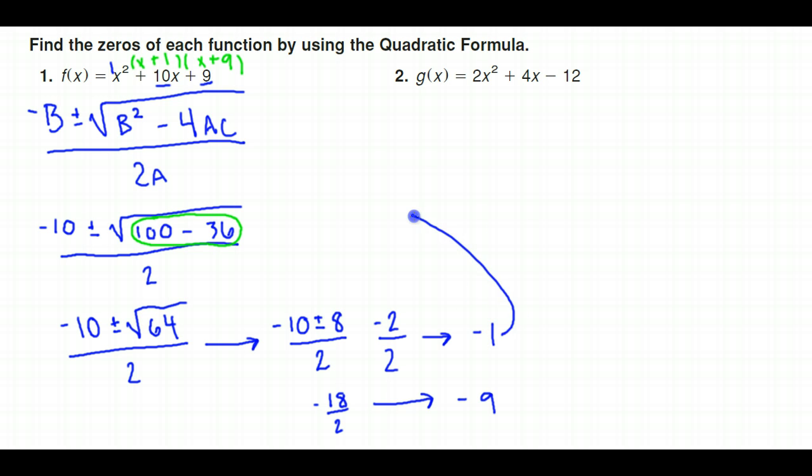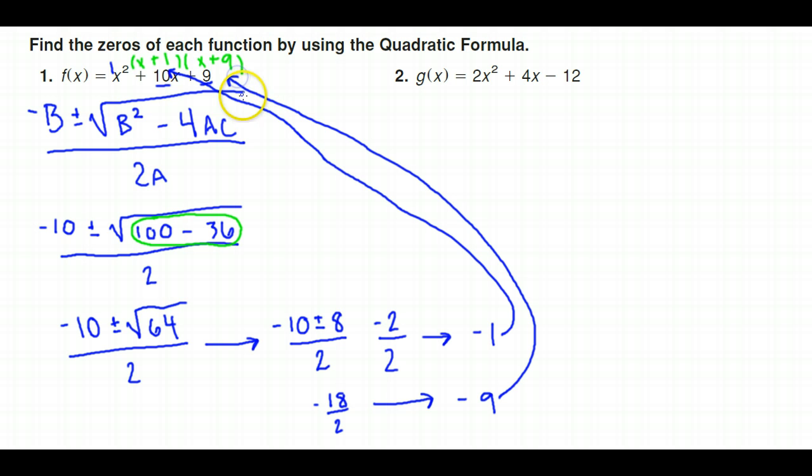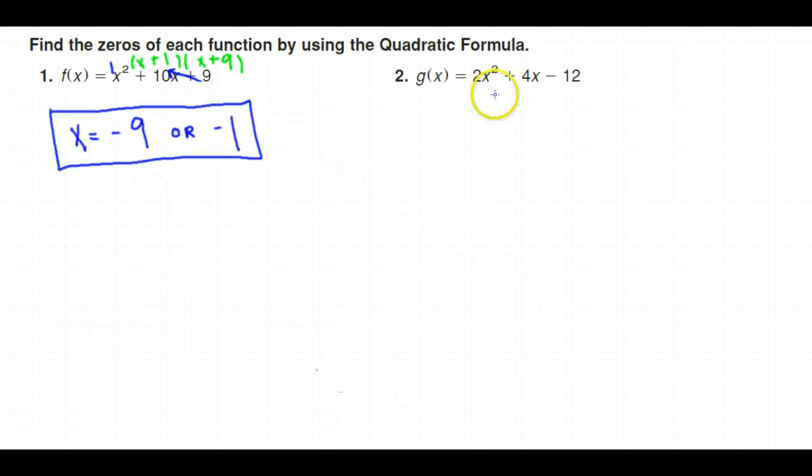And that does match up here with what we have with the factoring. A negative 1 makes the factor x plus 1 0, and negative 9 makes that factor x plus 9 0. So again, not the best method, but you certainly can solve any quadratic function with the quadratic formula. Okay, we'll take a look at number 2 now.